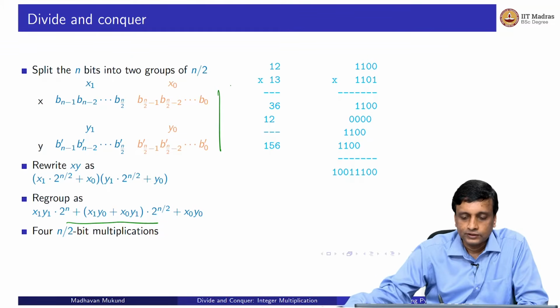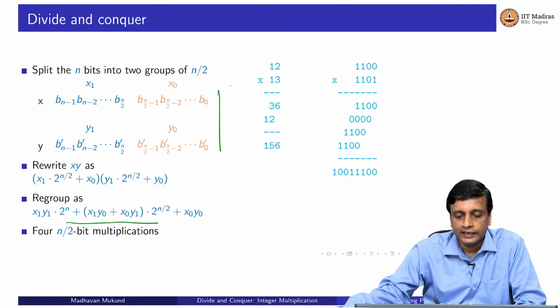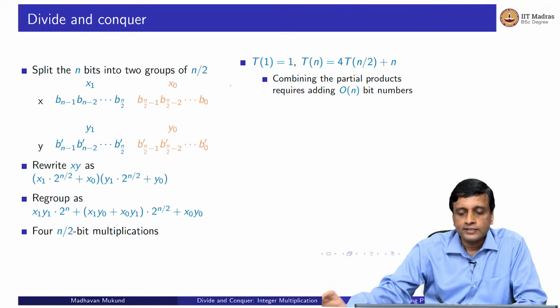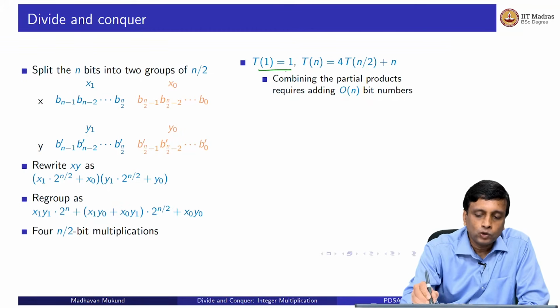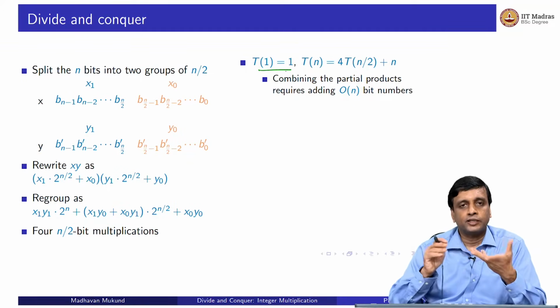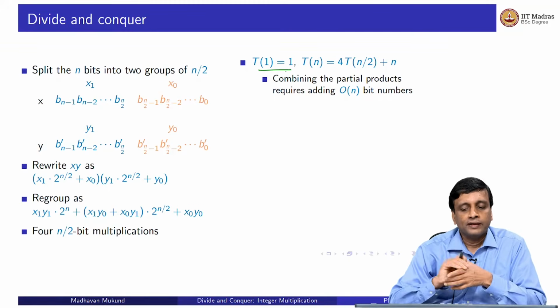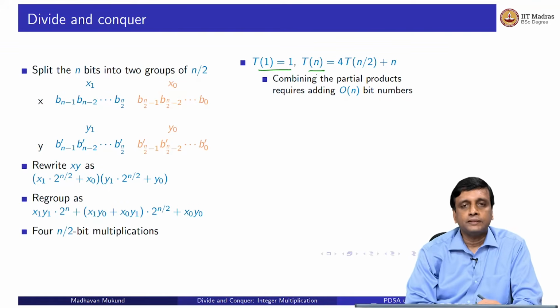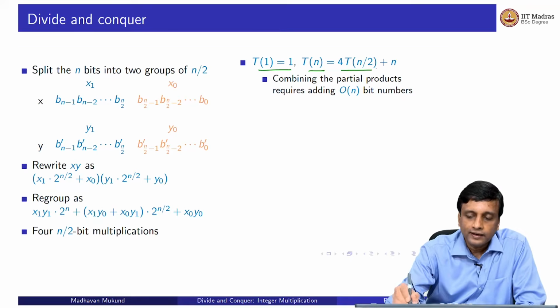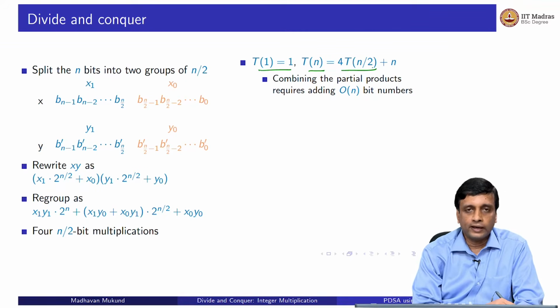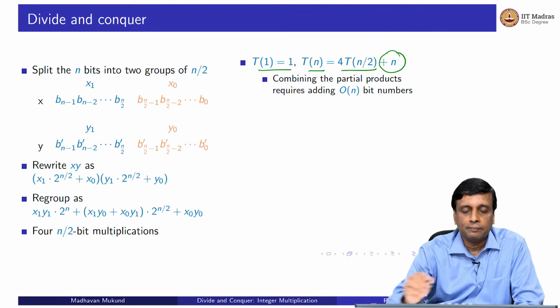So, that is how we get this. So, it is like multiplication and division and remainder. Our recurrence now says that if I have to multiply two 1 bit numbers, it is just a constant amount of work. So, T of 1 is 1, and if I have to multiply two n bit numbers, then I have to instead multiply 4 n by 2 bit numbers, which is what I have done here, and I have to spend order n time.